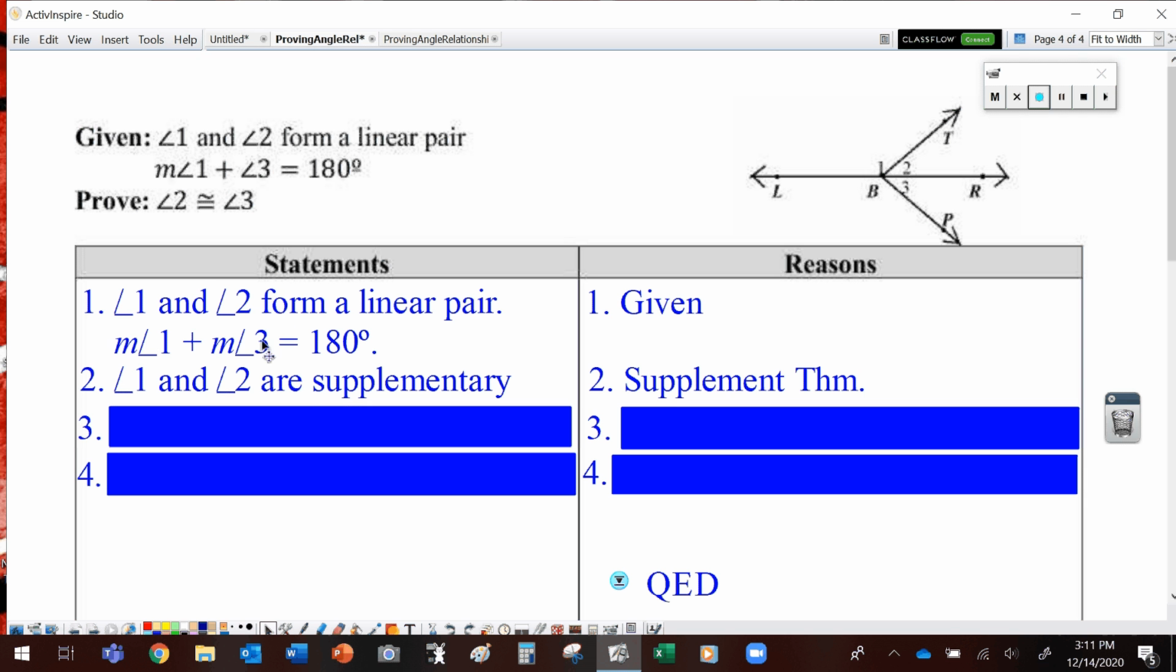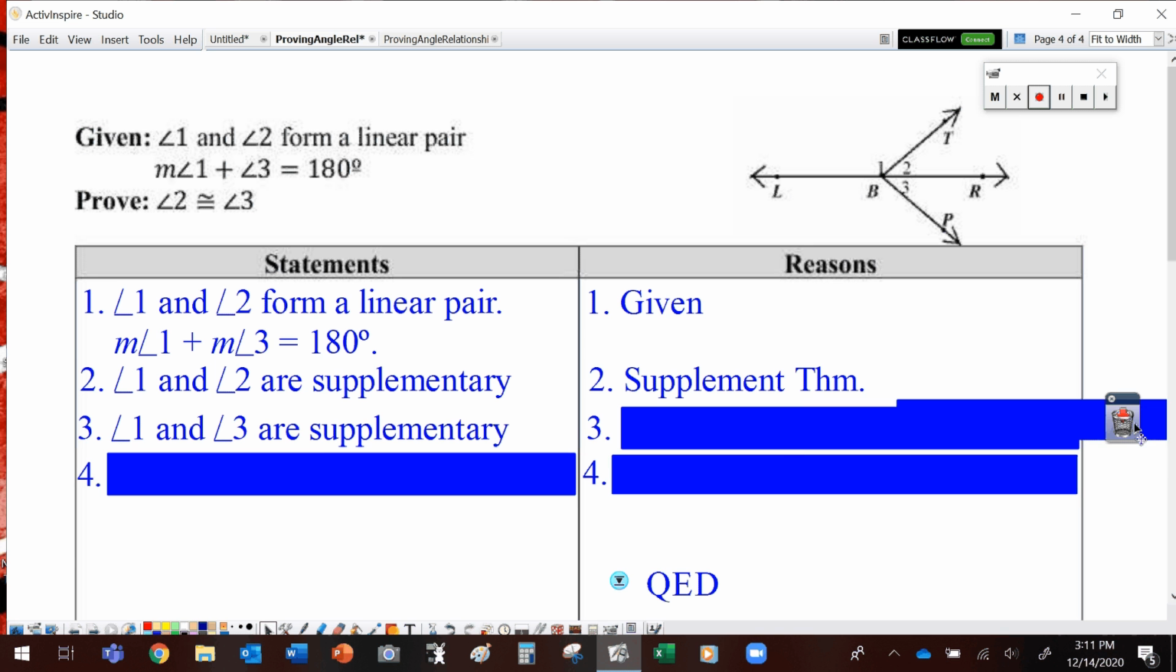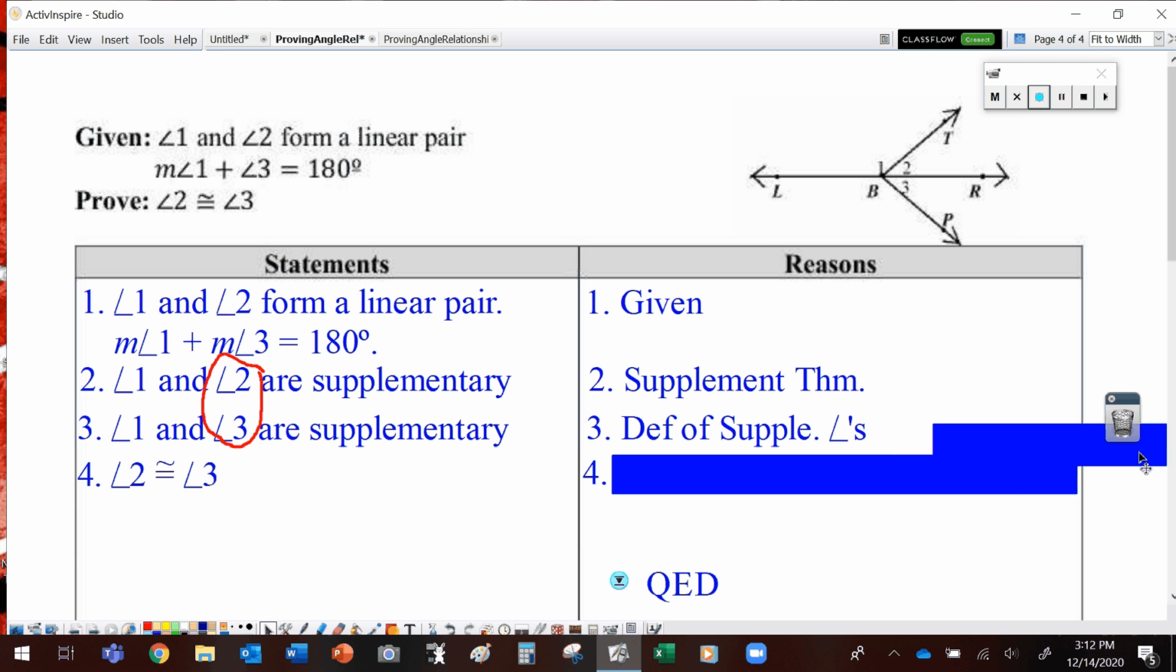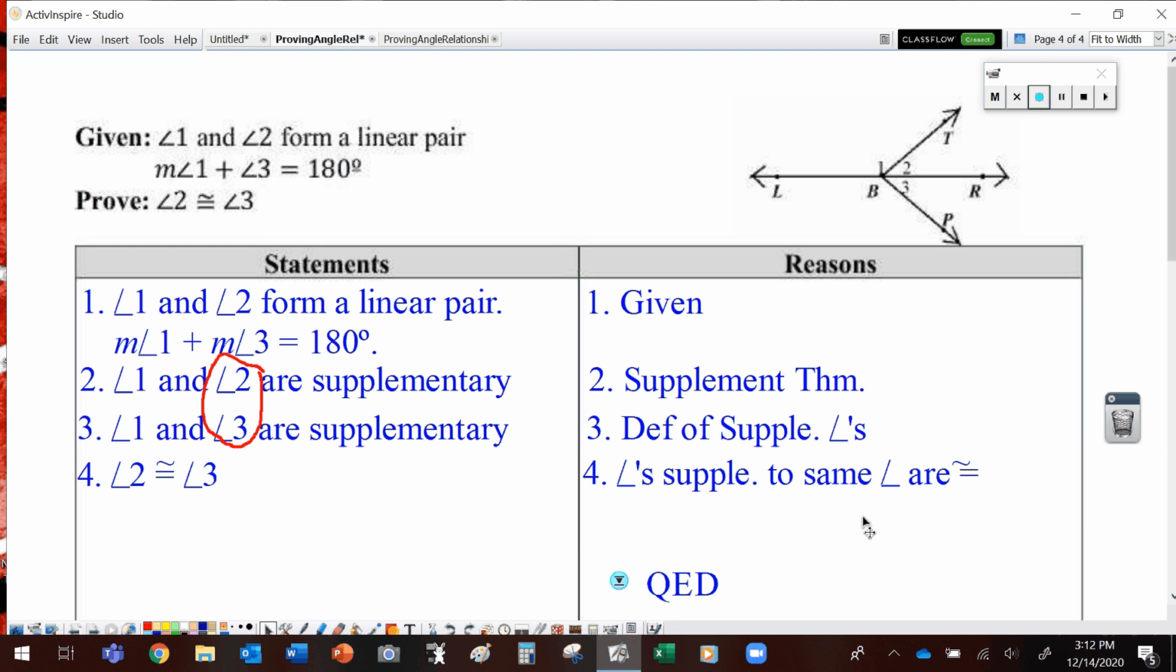Well, if they add up to 180 degrees, then they have to be supplementary because that's the definition of supplementary angles. So now I have angle 1 and angle 2 are supplementary. Angle 1 and angle 3 are supplementary. So these two angles are both supplementary to the same angle. And like we just said, angles supplementary to the same angle are going to be congruent. So I can say angle 2 is congruent to angle 3, and this proof is finished.